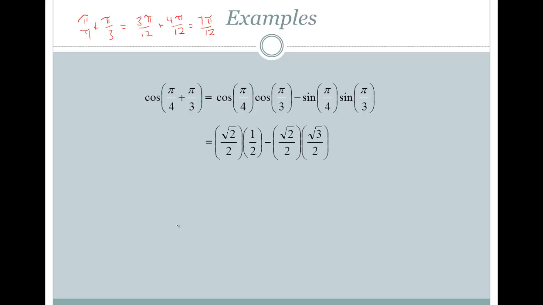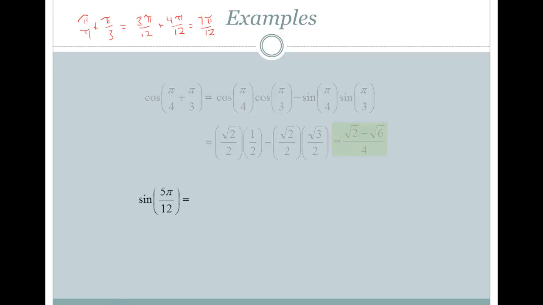If I plug in, I note that cosine pi over 4 is root 2 over 2. Cosine of pi over 3 is a half. Sine pi over 4 is root 2 over 2. And sine pi over 3 is root 3 over 2. If we go through and do that, you'll see that we get root 2 minus root 6 over 4. Let's do another one.